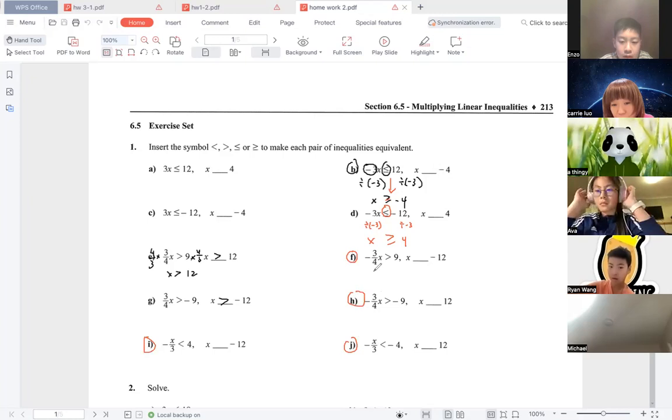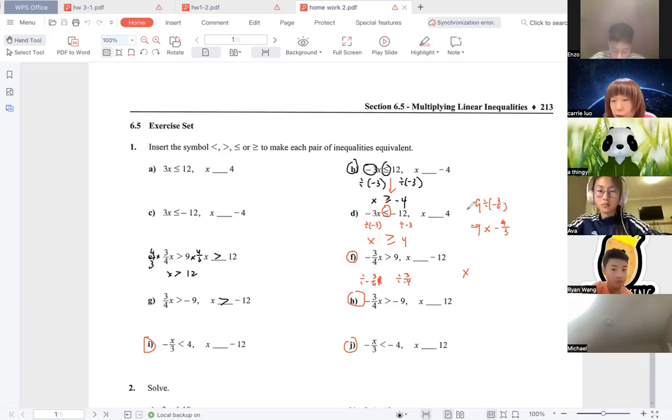So this one, we divide by -3/4x. Sorry. Both sides divided by -3/4. So -3/4x divided by -3/4 equals x, right? So 9 divided by -3/4, how to do it? It's 9 times -4/3, right? When you divide by a fraction, you switch them. So 9 divided by 3 equals 3, so it's -12. Because bigger than became smaller than. Okay, H, I, J, your turn.